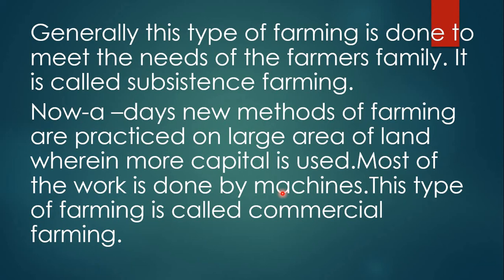Even the crops can be cultivated according to the climate and conditions of that area. So everywhere all types of crops will not come. In some places certain crops will come, in another place some other crops will come. So in all places we cannot grow all types of crops.